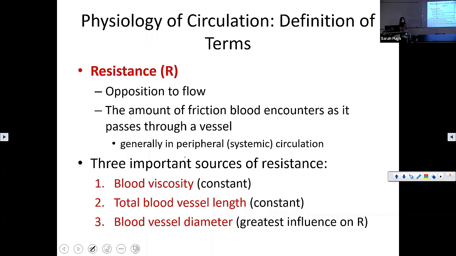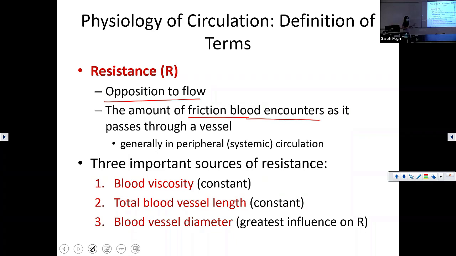And then one of the last terms I want to walk you through is resistance. Okay, resistance. When I think of that word, I think of Star Wars and I think of the resistance. My brother was a huge Star Wars fan when I was growing up. And the resistance is just opposing what's happening, right? So resistance is opposition to flow. It's making it harder for the blood to move. It's basically the friction that blood is encountering as it's moving through a vessel.